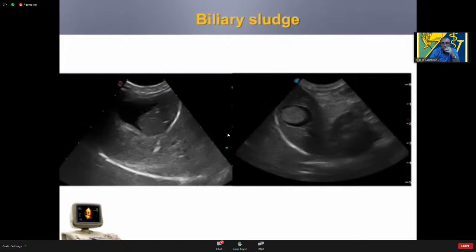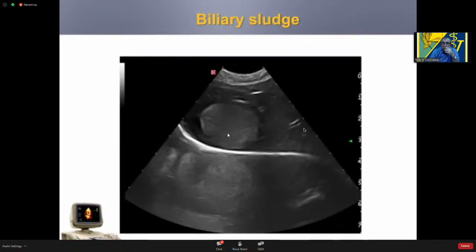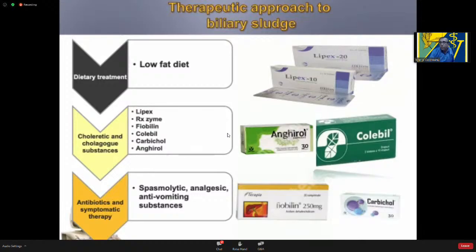We have here a few images, different aspects of biliary sludge, organized or non-organized. And a few words, if you are interested, about the therapeutic approach to the biliary sludge. We can talk here about the most important, the dietary treatment: offering your patient a low fat diet, very, very important, this dietary treatment.